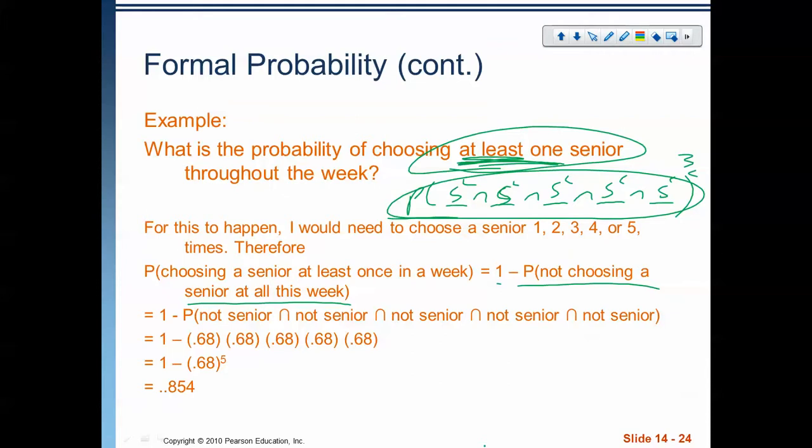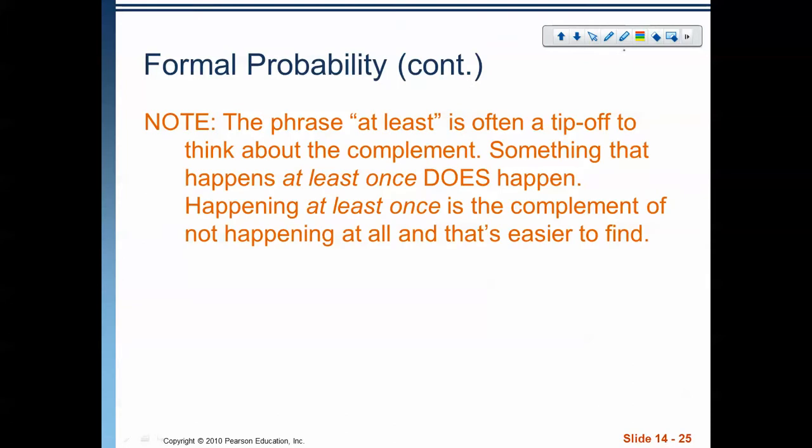At least one, the only way we can really find that is finding the complement of none. If we were to try to do this by looking for all of these combinations that we could get that had at least one, we'd be making a list for a long time. It would not be worth it when we can use the complement rule to find it. I think that's all my examples.